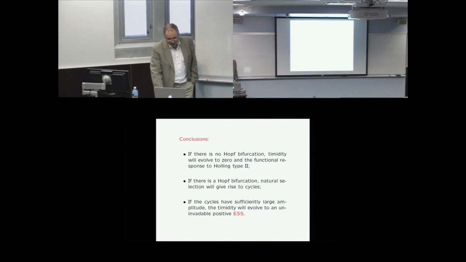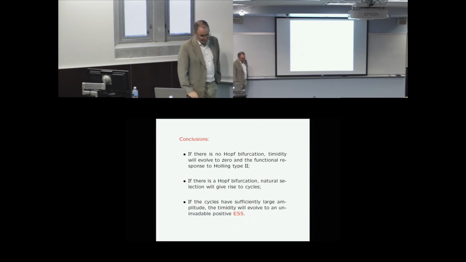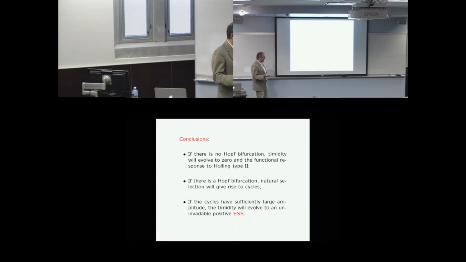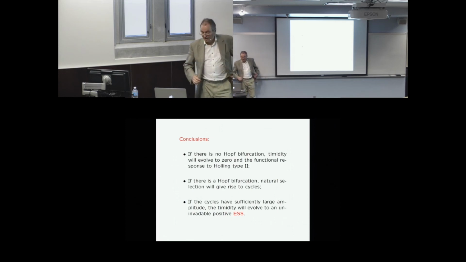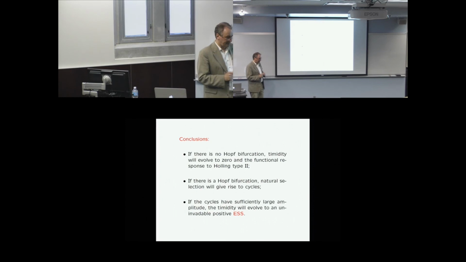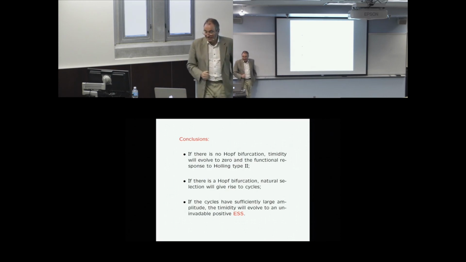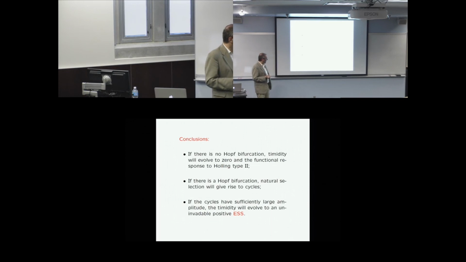So let me just summarize the main conclusions. From the results which I presented, we immediately see that if there is no Hopf bifurcation, then the timidity will necessarily evolve to zero, because then we will have steady state dynamics all the time, independently of the timidity value. We know already that for the constant case, so steady state dynamics, smaller values of timidity will always be favored. So everything will go to timidity zero, and the resulting functional response will be the Holling type 2.